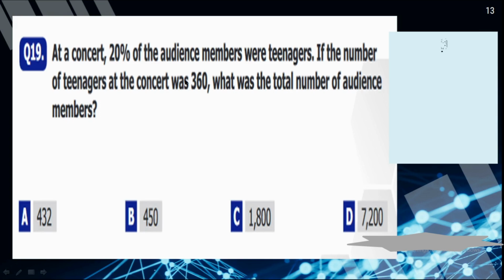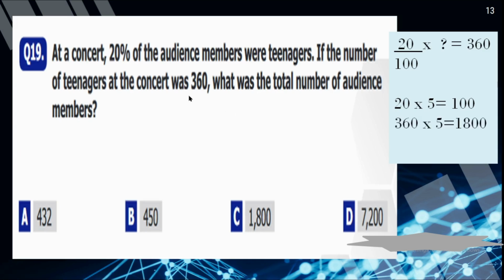So here there are 2 ways to solve this question. The first one is that you find that 20% of which number is equal to 360. The second method is you see that if we multiply 20% by 5, you get 100% of the audience members. So the number is already given, that is 360. That is representing 20% of the total. So if we multiply 360 by 5, we get the 100% audience.